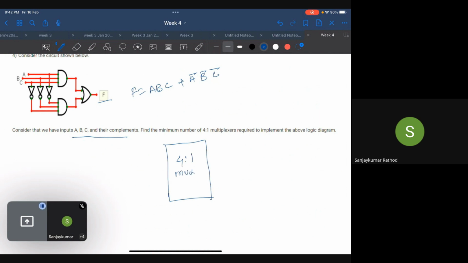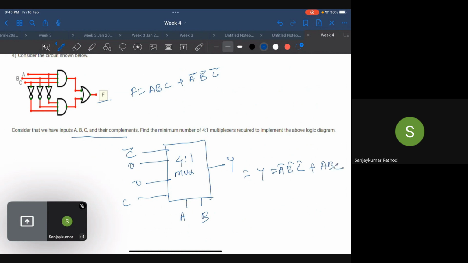Right. Now you can see that A bar B bar is given and AB is given, right? So we can choose the select line anything. So suppose you choose select lines AB. So for A bar B bar, if you put C bar here, we get A bar B bar C bar. And for AB, if you put C, we get ABC, and the other inputs we put 0. So you'll get Y equal to A bar B bar C bar plus ABC. Everyone got it? Yes, sir.